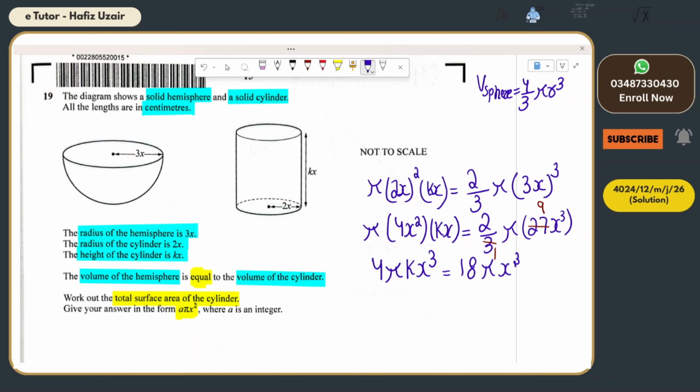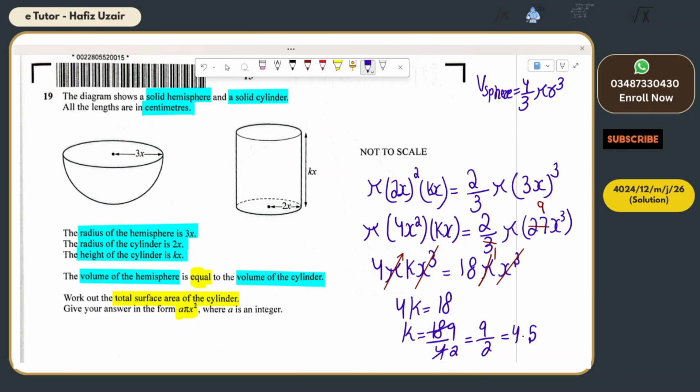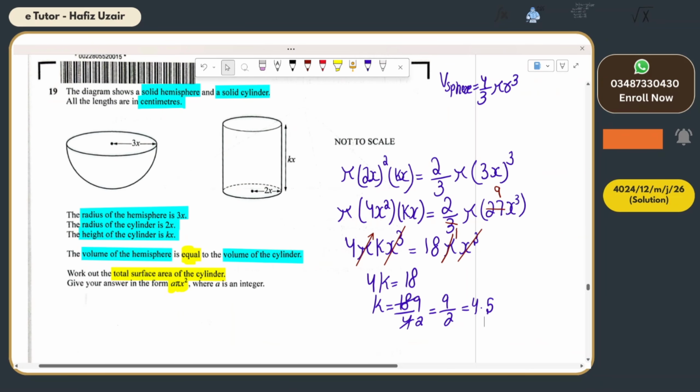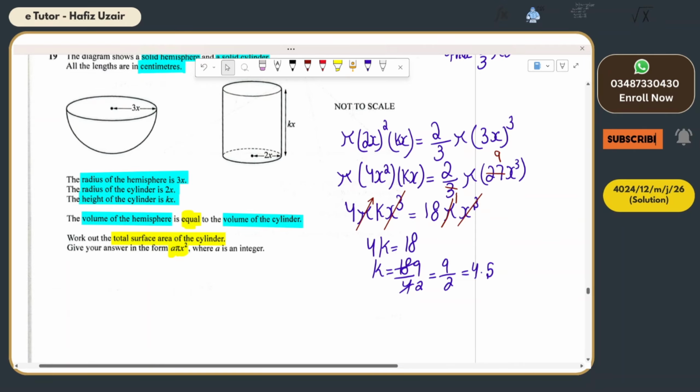So now cancel out the things. Pi and pi will get cancelled, and now you have x cube on both sides, so x cube and x cube can get cancelled. So now you have 4k is equal to 18. So k will be equal to 18 by 4. If we do simplification, that will be 9 over 2, which is equal to 4.5. Let's do this now. So we have the value of k. Now you need to find out the total surface area of the cylinder.